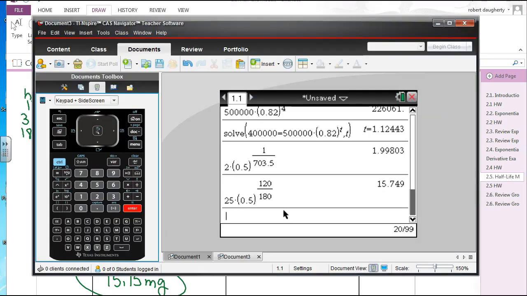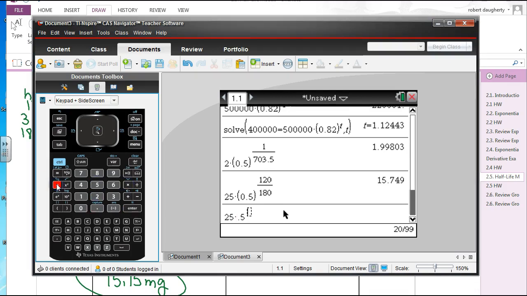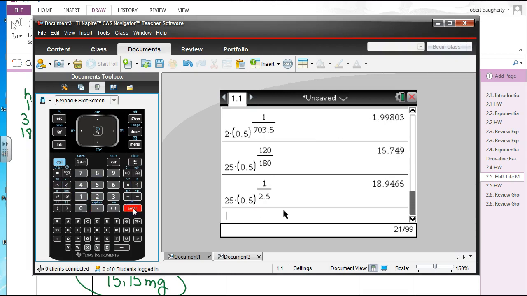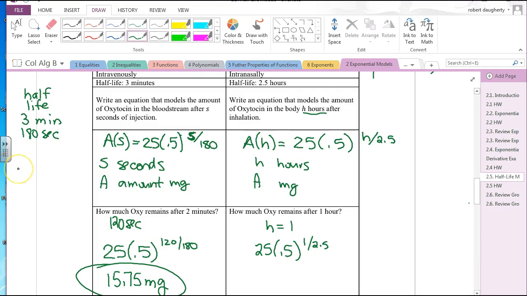So I'll go to my calculator. 25 times 0.5 raised to the 1 divided by 2.5, 18.95. So there's 18.95 milligrams. So 18.95 milligrams left after 1 hour.